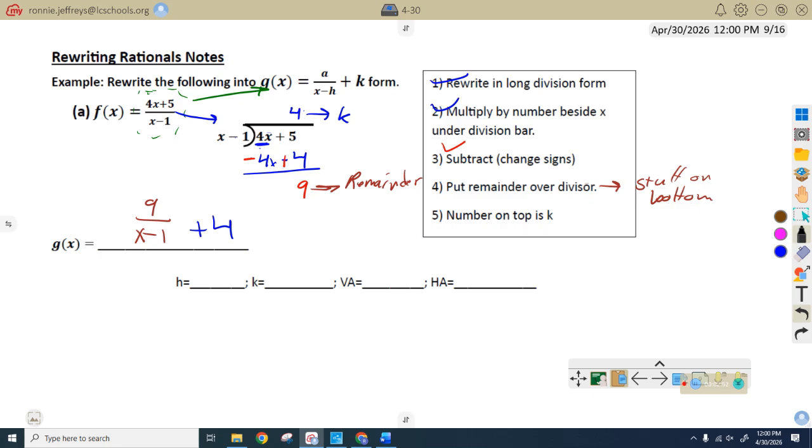All right. Now we can answer stuff like we did yesterday. So our h would be right here. What's the opposite of minus 1? Positive. So our vertical asymptote is x equals 1. That's our VA. Our k is 4. So our horizontal asymptote, or our HA, is y equals 4.